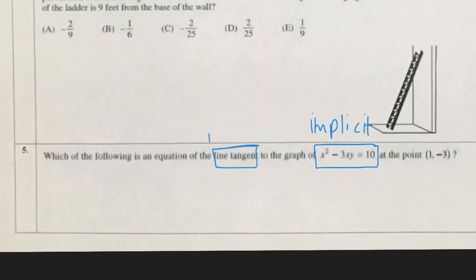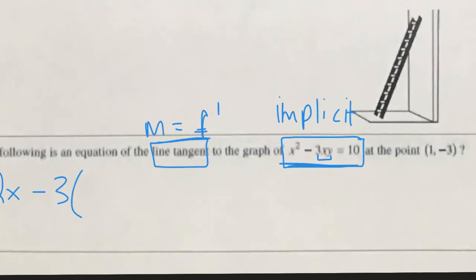If I want to write the equation of the tangent line, I need to know my slope, and the slope is also known as the derivative. So I'm going to take the derivative of my function with respect to x. So x squared becomes 2x minus 3 times, notice I have an x and a y.